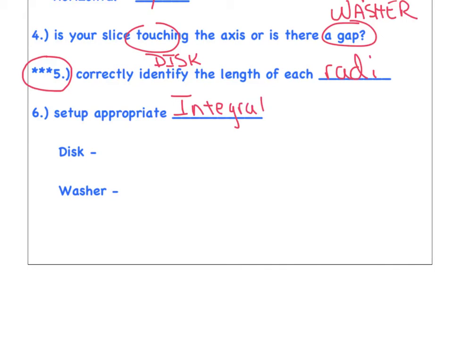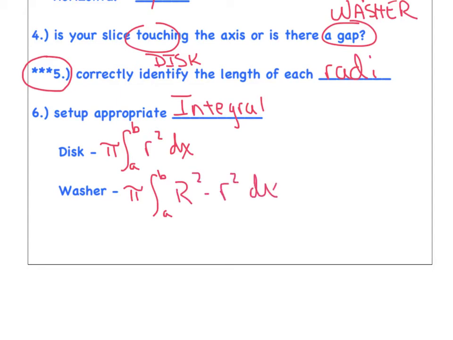And like we said on the last slide, if it's a disk, don't forget your pi. We're integrating from A to B. You've got your single radius being squared. And if it's a washer, again, don't forget your pi, and don't forget to square each radius individually. So I probably sound like a broken record, but I hope so. That's kind of my goal here tonight, to really get these drilled in.